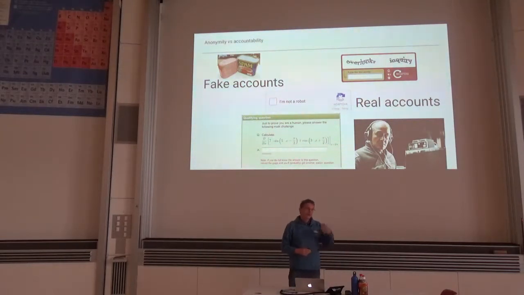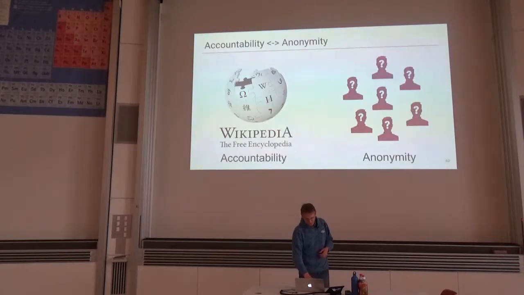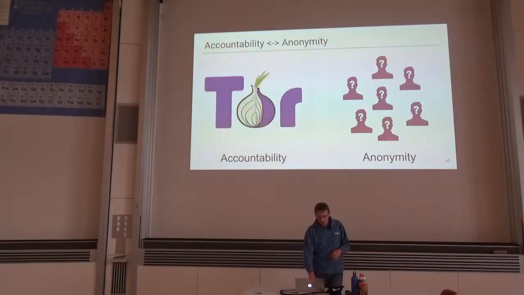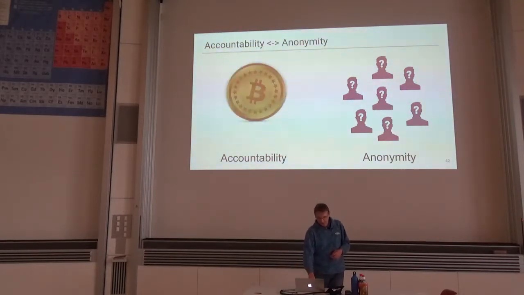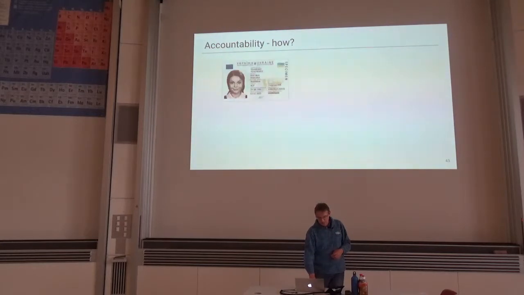So on one hand, you would like to have people signing up anonymously, and on the other hand, you would like them to have some accountability. Like, for example, Wikipedia, everybody should be able to participate, but if people start writing stupid stuff on Wikipedia, we would like to be able to block them. Same thing for Tor, for voting, for Bitcoin, as I said before.